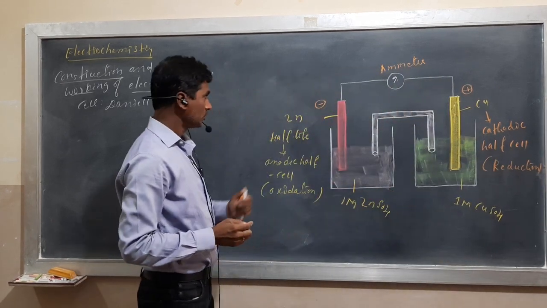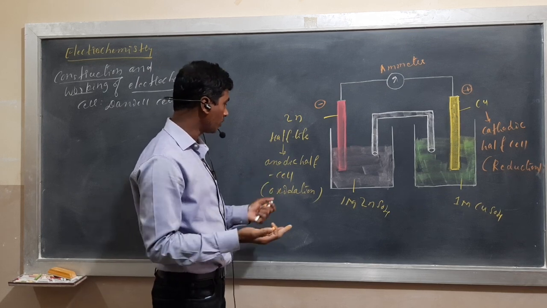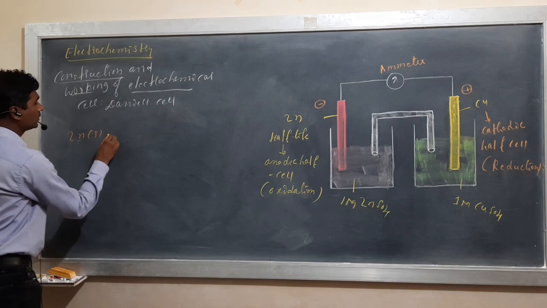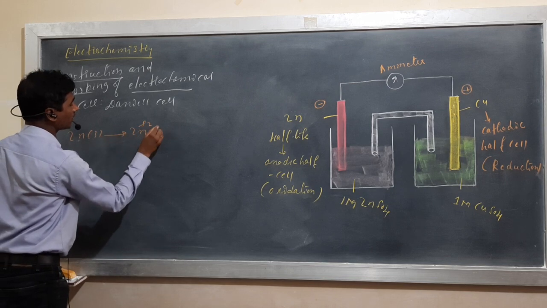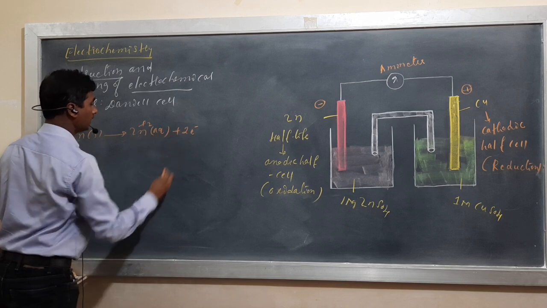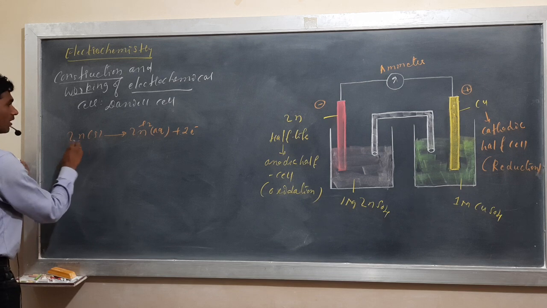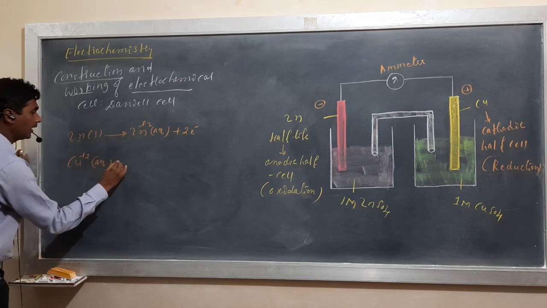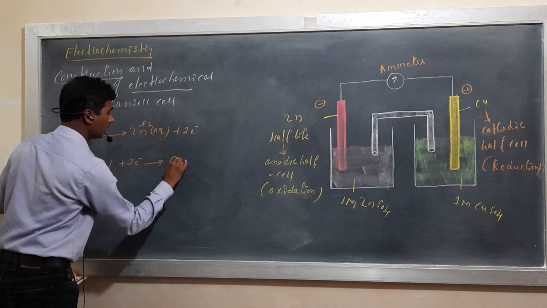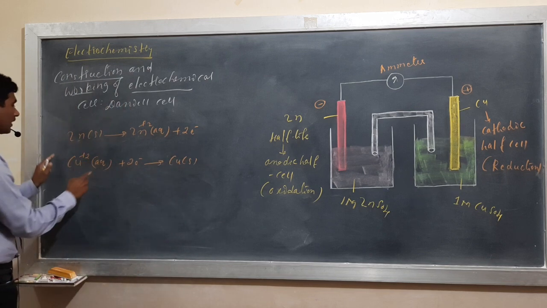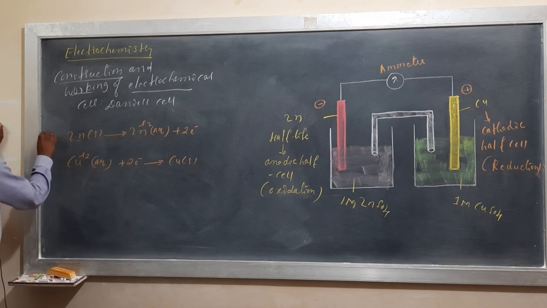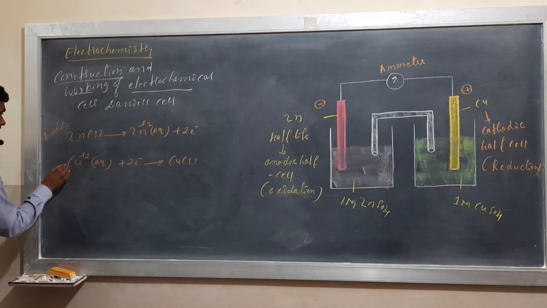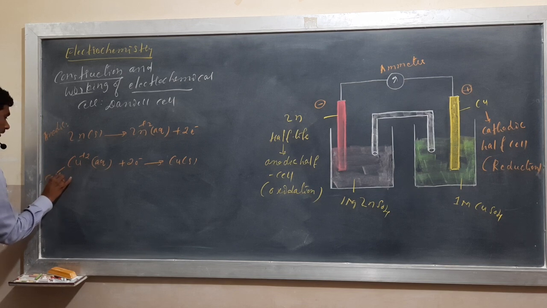Here the zinc undergoes loss of electrons, or dissolution. The solid zinc, by loss of electrons, produces Zn2+ in aqueous solution and gives 2 electrons. This is called the anodic reaction. Next, Cu2+ in aqueous solution gains electrons and produces solid copper. This is called the cathodic reaction. The loss of electrons by zinc is the anodic reaction, and the gain of electrons is the cathodic reaction.